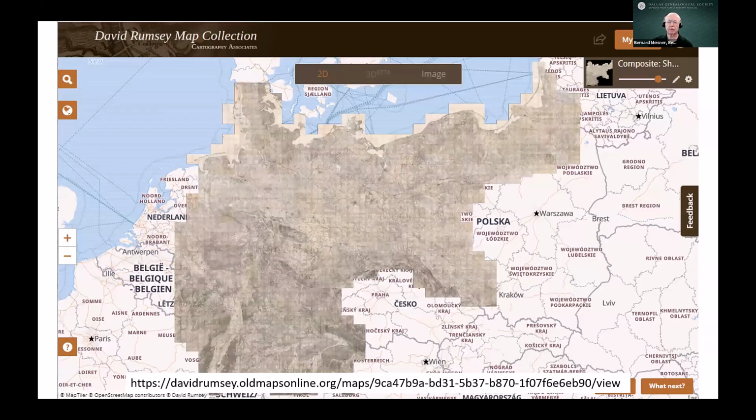So here you can see what it looks like on the website. And if you look closely, you can see all the little sections all knitted together and the whole area that's covered, which was the German Empire there in the 1870s.